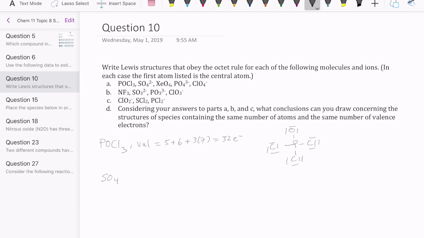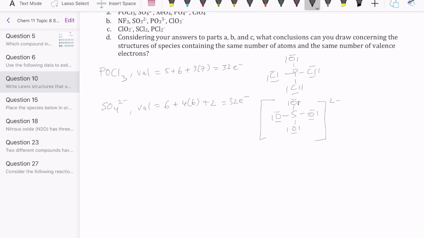Let's try sulfate. For valence electrons, we've got 6 plus 4 times 6 for oxygen. With a charge of 2 negative, that's 2 more. This also adds up to 32 electrons. You might start seeing a pattern here. If I draw the structure, sulfur in the middle, O around it, and again I put all these pairs of electrons around the O. You notice that would use up all the electrons. There are 32 electrons across, which means we have used up everything, with the 2 negative charge outside.